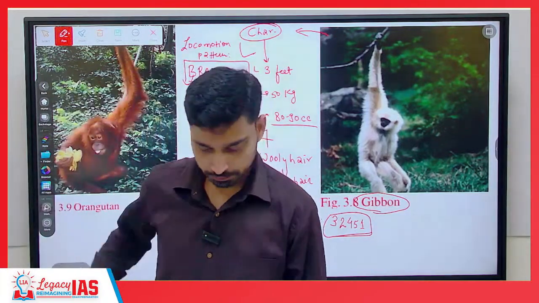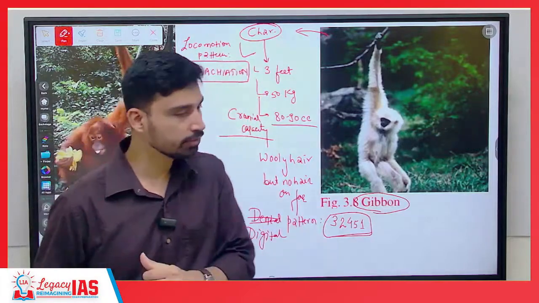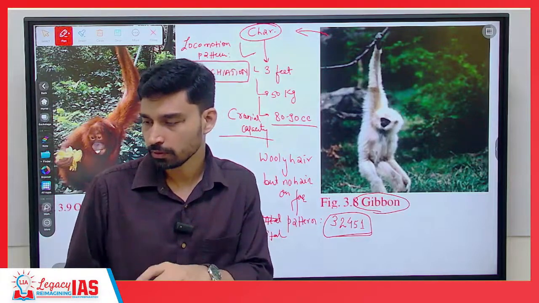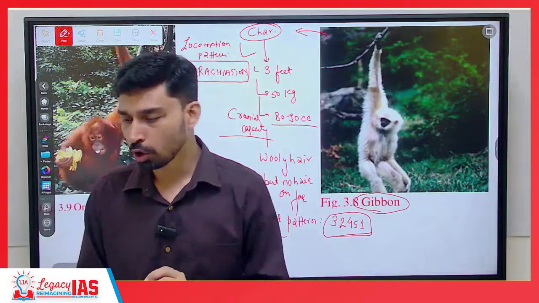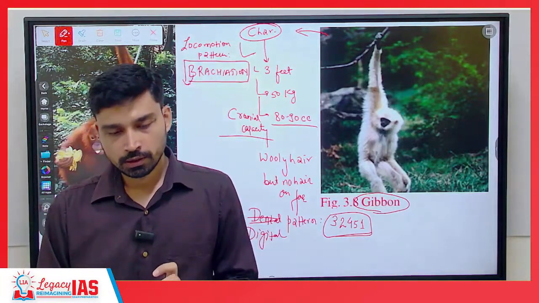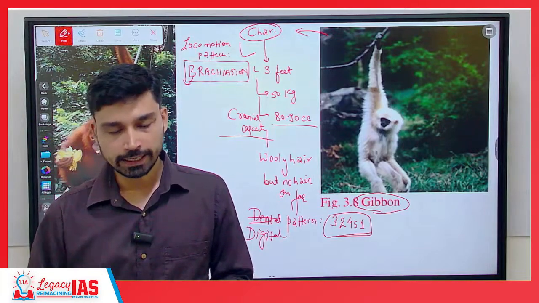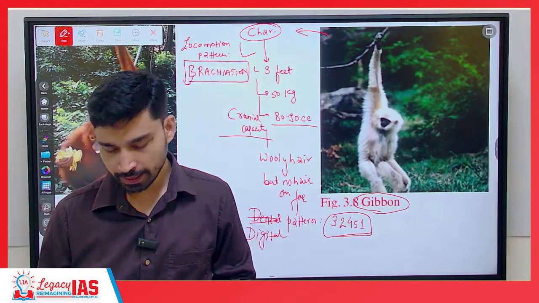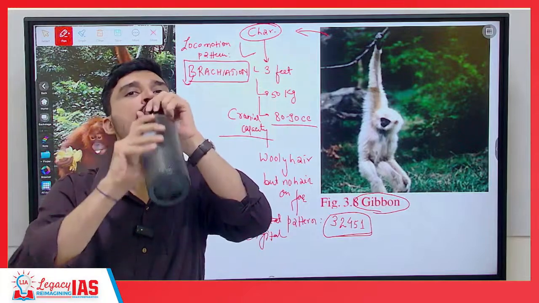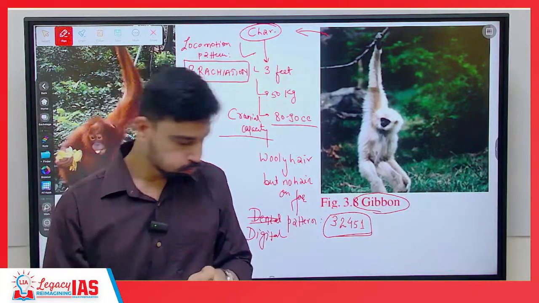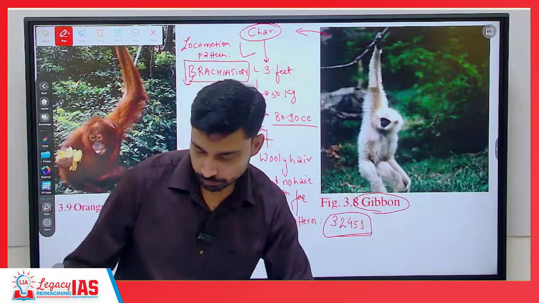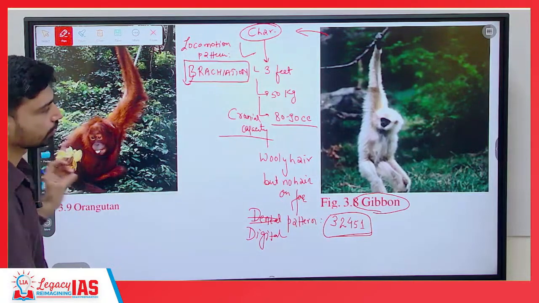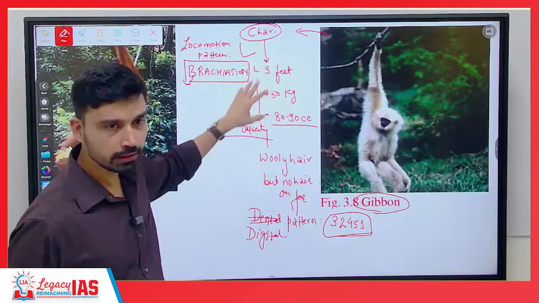Based on their characteristics, gibbons stand a long way off from the human ancestral line. So that is about the first primate, that is gibbon. Written this one, all points.